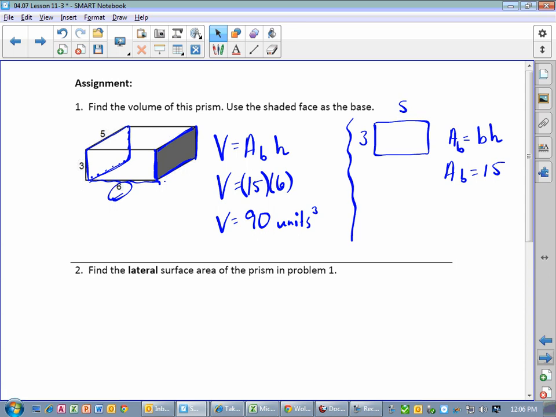I'll go ahead and take a couple minutes and find the lateral surface area and the total surface area. Drawing a picture could be very, very helpful.